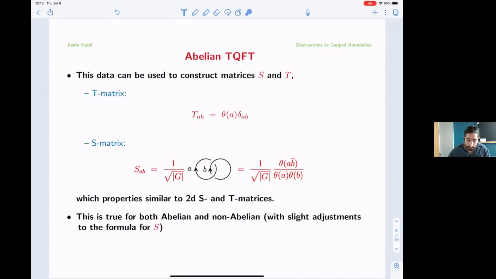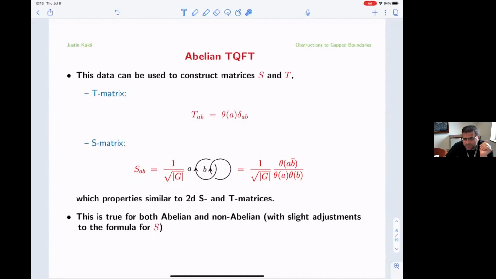Now, pictorially, I can encode the data in S here in this picture. So what this tells me to do is it instructs me to compute the amplitude of the Hopf link between the A and the B. And it turns out that this just evaluates to this.